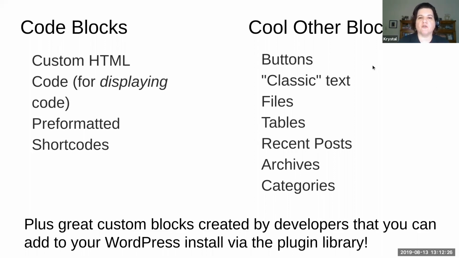But really cool things, you can add buttons. That's what I used to have a plugin just to add buttons. And then I had a shortcode plugin to manage all my shortcodes, because what if you deleted a plugin and you had an errant shortcode somewhere? You can add text in the classic mode. You can add files, you can add tables, you can add PDFs, you can add archives. It's great. And all this is just a click of a button versus the old way of adding a plugin, setting up that plugin. And then a lot of developers are creating custom blocks that you can add to your WordPress install via the plugin library.